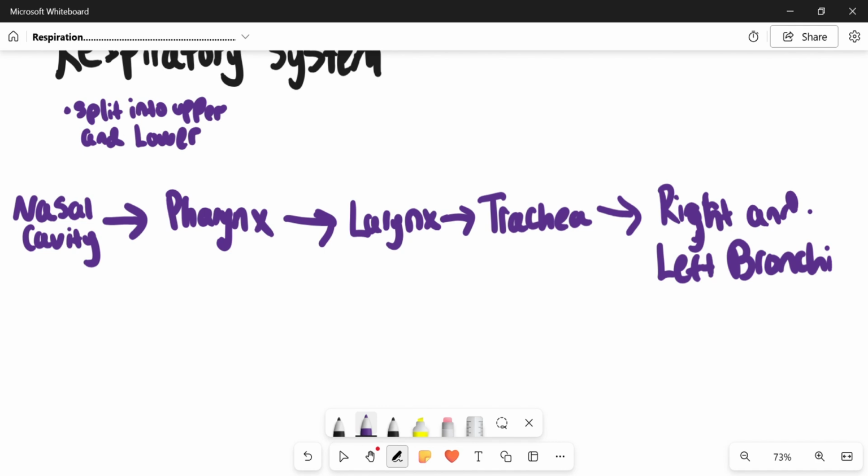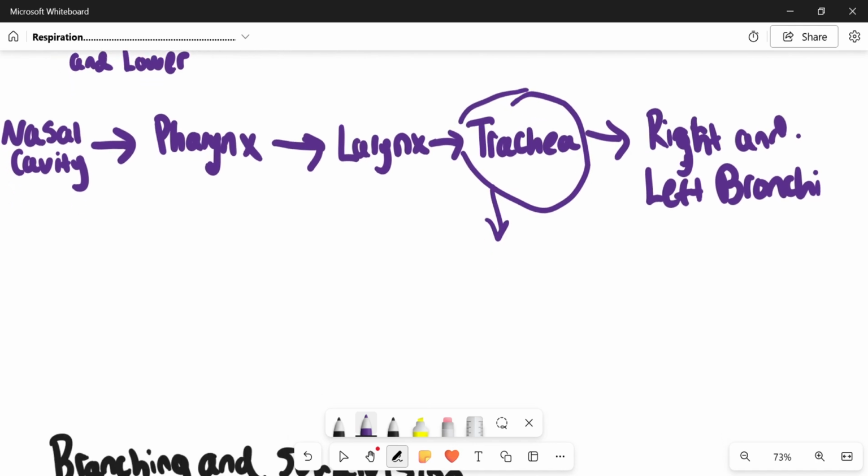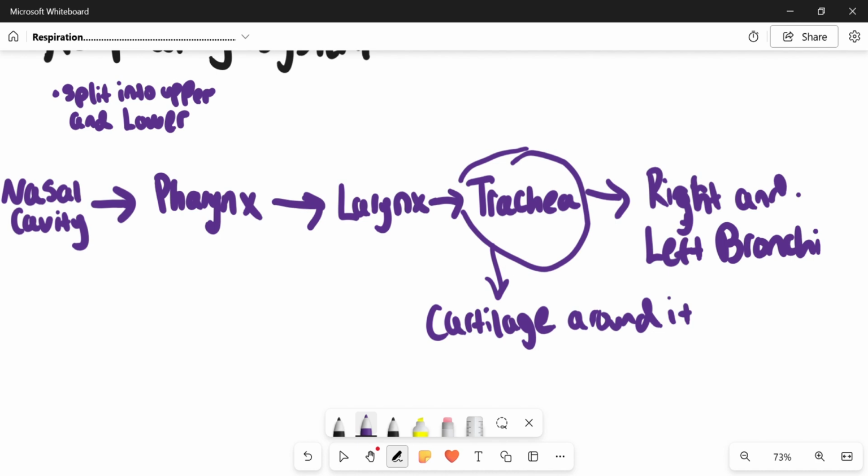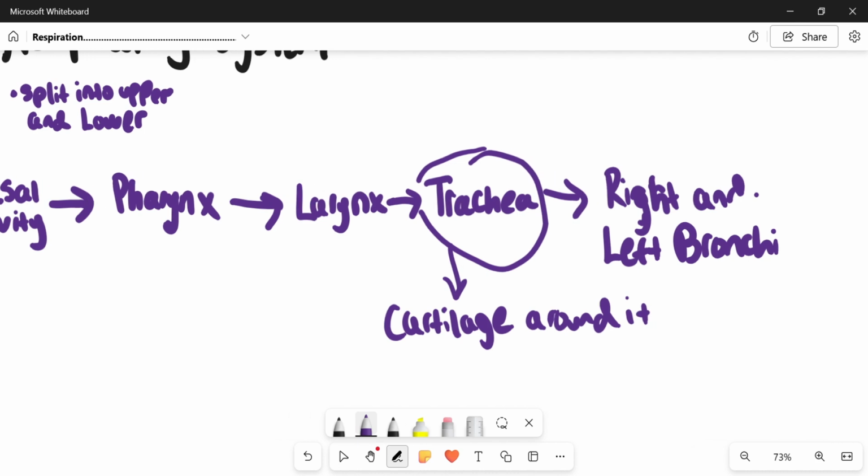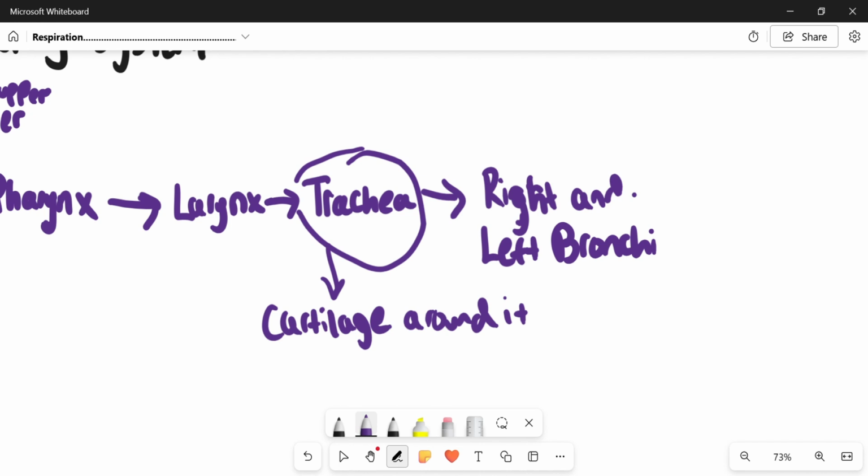Just to go over this, the pharynx is like a muscular tube located between the nose and mouth. The larynx is actually the voice box itself, and the trachea is the windpipe. Now, a key thing to actually understand about the trachea is that the trachea contains cartilage around it to keep it open. Now we're going to go over the branching and subdivision that occurs following the right and left bronchi.